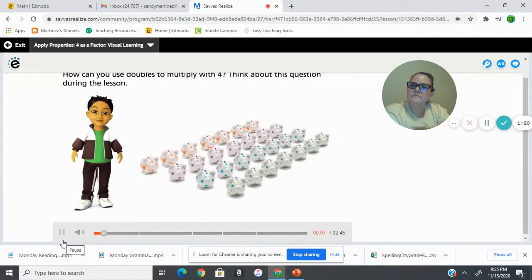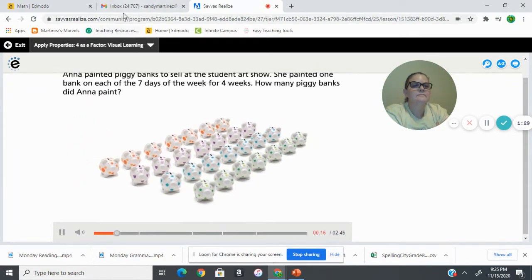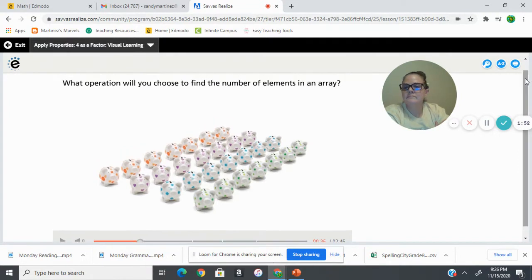How can you use doubles to multiply with 4? Think about this question during the lesson. Anna painted piggy banks to sell at the student art show. She painted one bank on each of the 7 days of the week for 4 weeks. How many piggy banks did Anna paint? What operation will you choose to find the number of elements in an array? All right, so what operation will we use to find the number of elements in an array? We use multiplication to do an array.